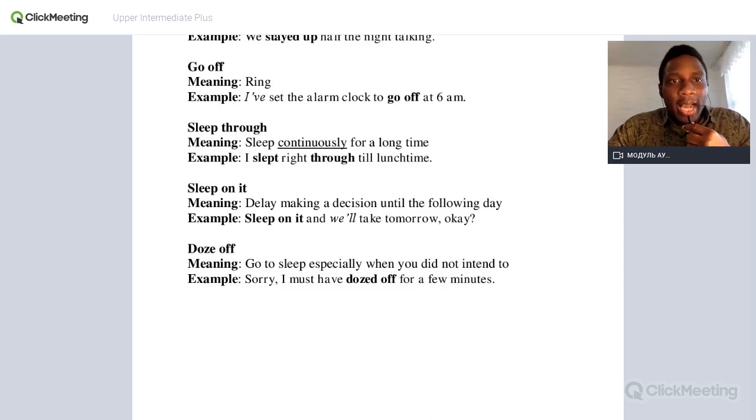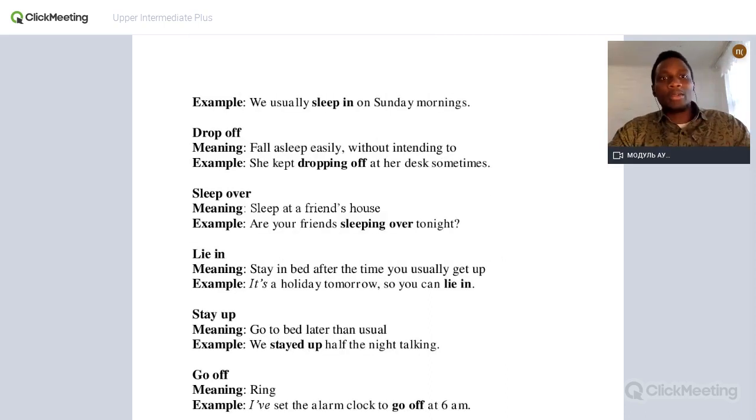Okay, so we're going to look at the second page. Now we're talking about sleep in. We usually say sleep in on Sunday mornings. So this is when you don't have anything to do and then you decide to rest and you stay in your bed.